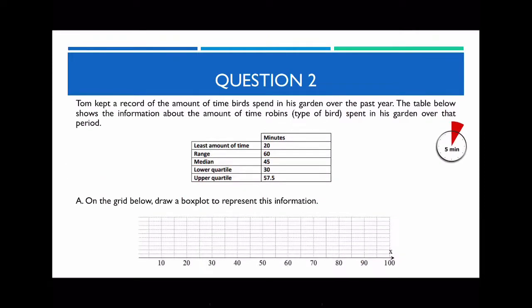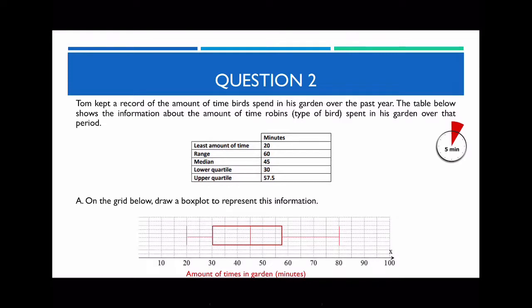Alright, please again pause the video right now so that you could answer this question. The suggested time frame for you to draw the box plot is 5 minutes, which should only theoretically take you 2 minutes or so. So if you were to put this information and represent this as a box plot, this is the diagram that you should have.